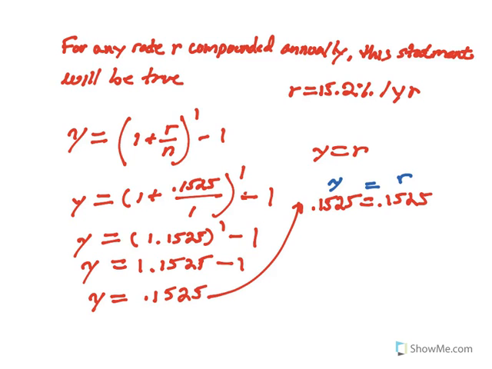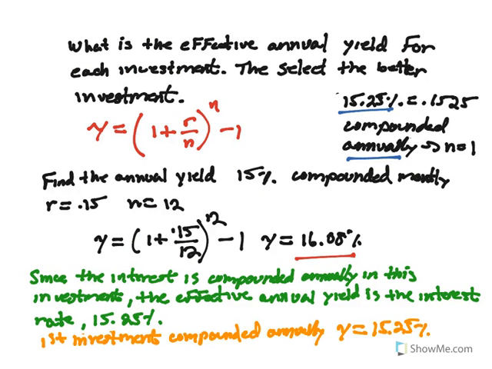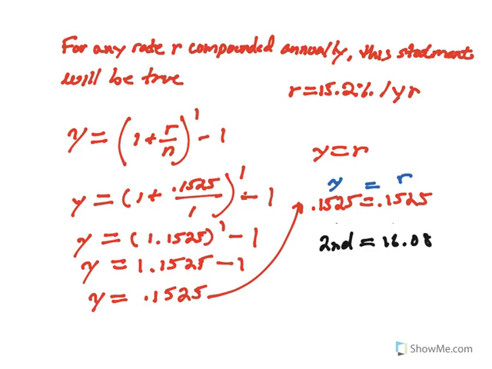All right, so the first investment is at 0.1525. And when we calculated the second investment, sorry, I'm getting this backwards. The second investment, which we calculated on the previous slide, is 16.08%. Because the first investment is what it is per year, which is 15.25%.